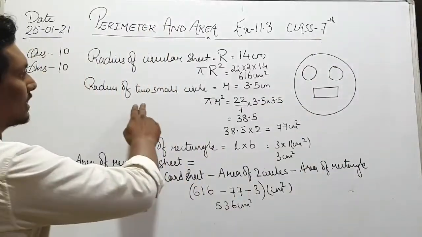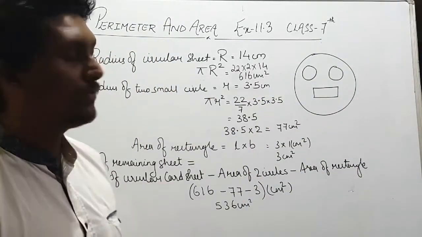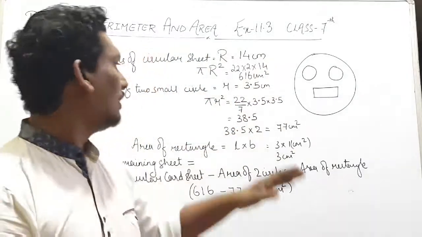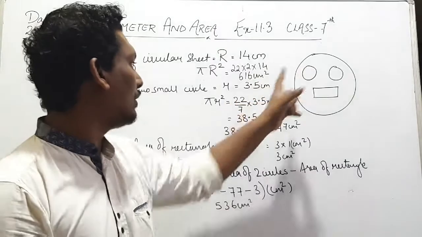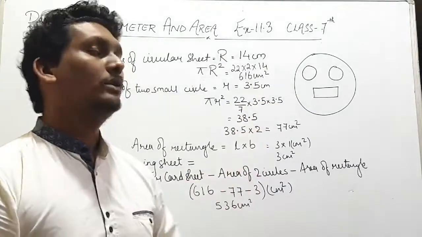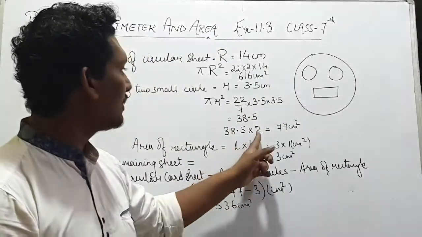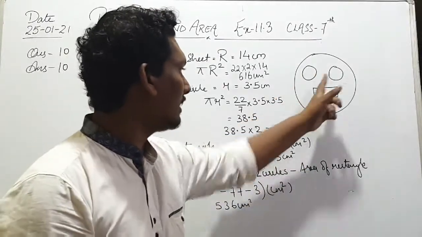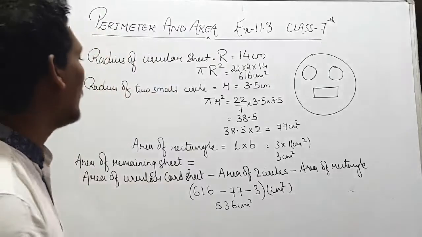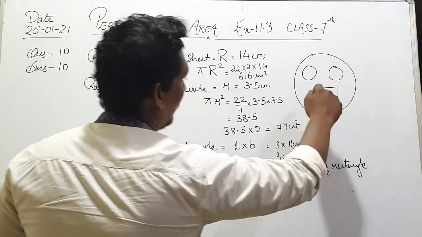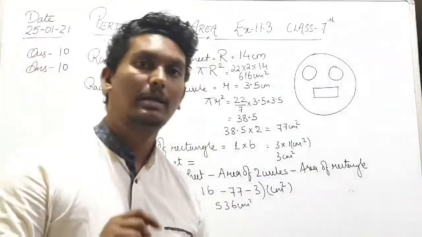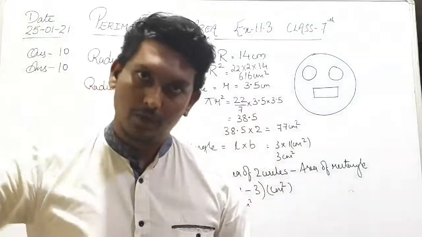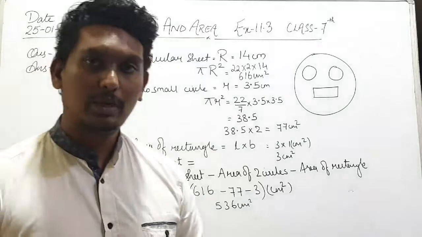Now we are having two small circles. The radius is given as 3.5 centimeter. Here also you have to find the area of the small circle. So for one circle you will get 38.5. Since we are having two circles, just multiply with 2, so you will get 77. So this is the area of two circles, that is 77 centimeter square. Now we are left with this rectangle. Here also we have to find the area of the rectangle, that is length into breadth, that is 3 into 1, 3 centimeter square.